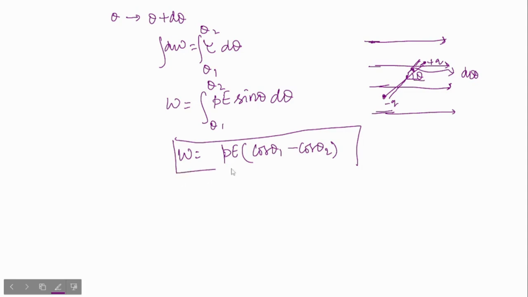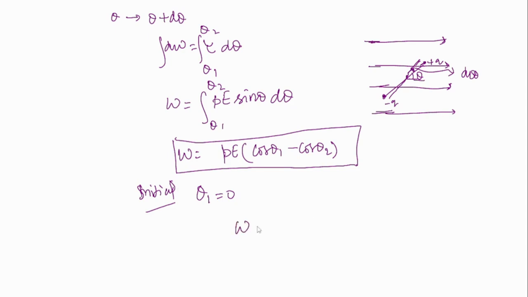This is the work done in moving an electric dipole from theta 1 to theta 2. If the dipole is initially in the direction of the electric field, that means theta 1 will be 0. Initially, if the dipole is aligned in the same direction as the electric field, theta 1 will be 0. So the work done will be pE times 1 minus cos theta, with theta 2 you can say, or theta.